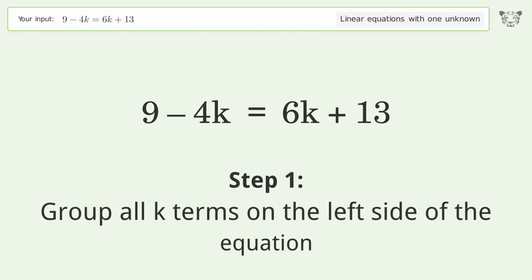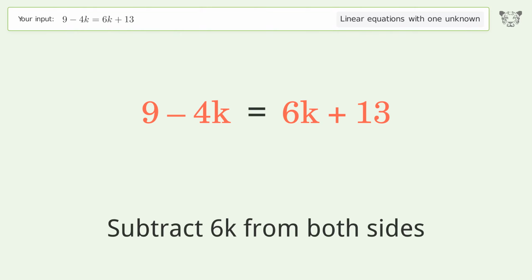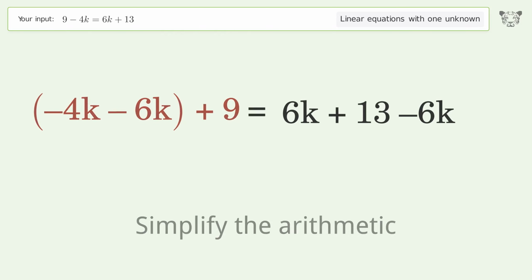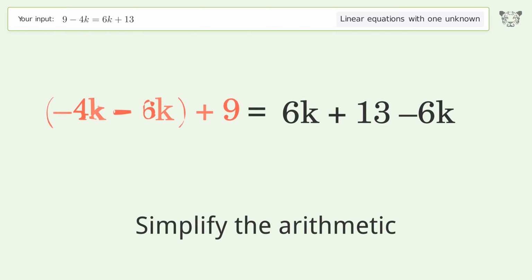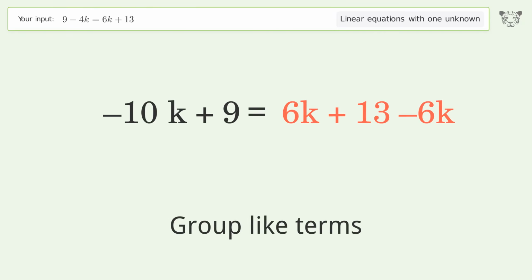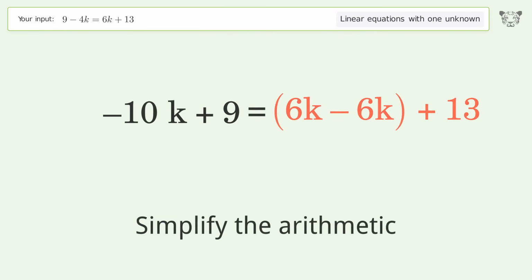Group all k terms on the left side of the equation. Subtract 6k from both sides. Group like terms. Simplify the arithmetic. Group like terms. Simplify the arithmetic.